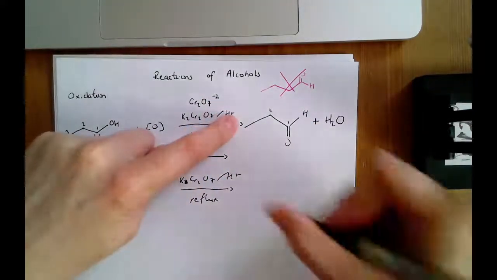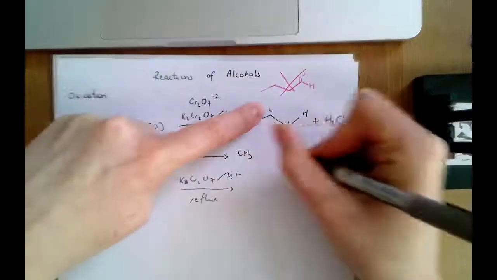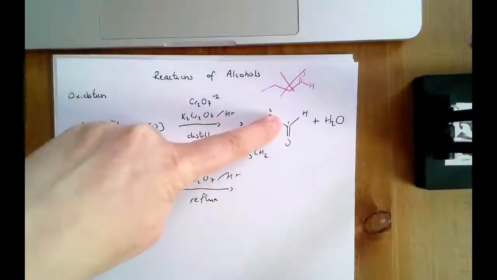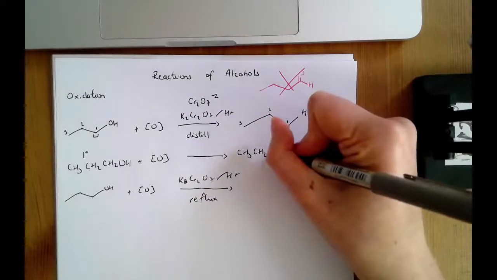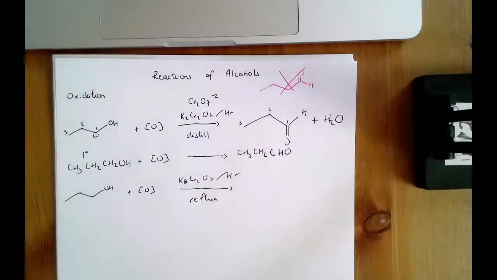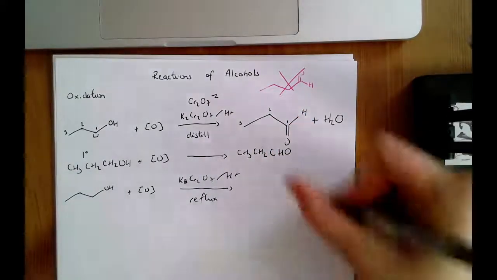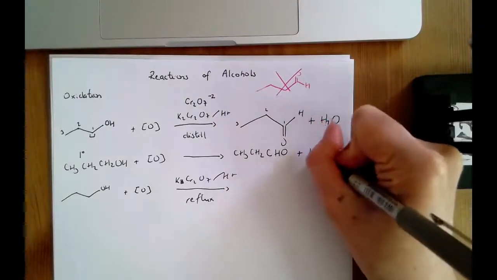And then when I'm writing my aldehyde, it's going to be CH3, CH2. And when I'm writing an aldehyde in structural formula, I write it as CHO. It has to be CHO, not COH. And then I have my H2O.